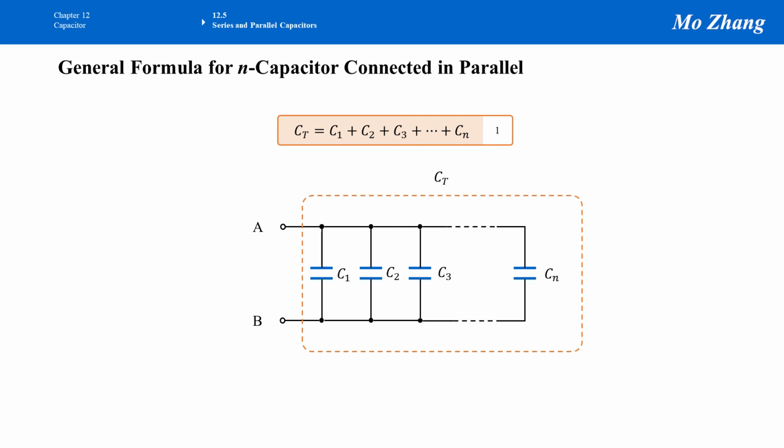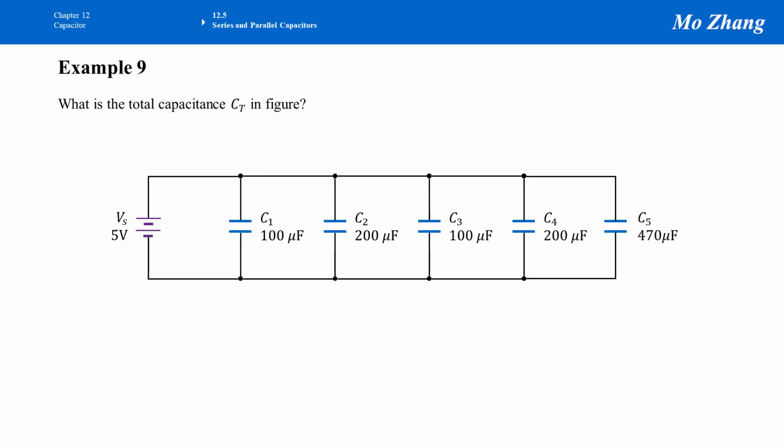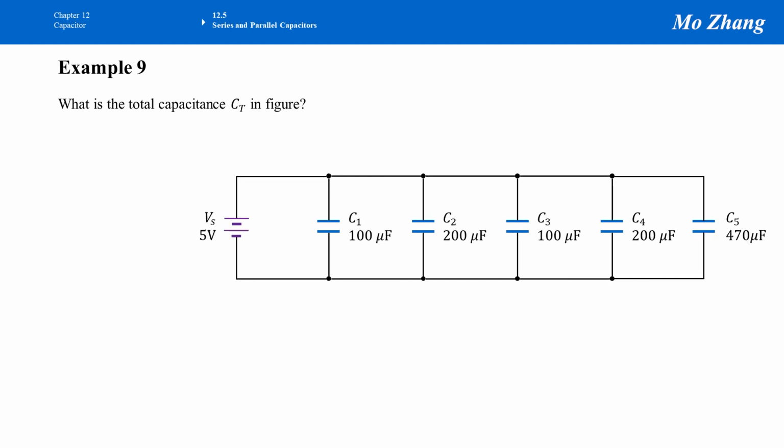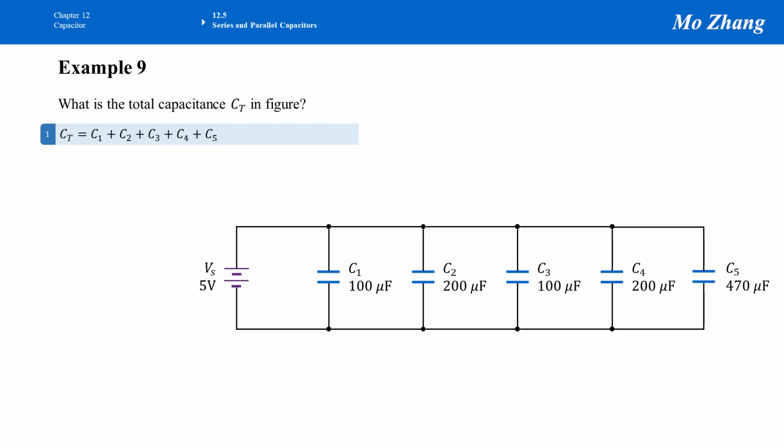Let's work on this example. 5 capacitors C1, C2, C3, C4, and C5 connected in parallel. We want to find the total capacitance Ct in this circuit. Since the capacitors are connected in parallel, we can simply add them up. Ct equals C1 plus C2 plus C3 plus C4 plus C5.